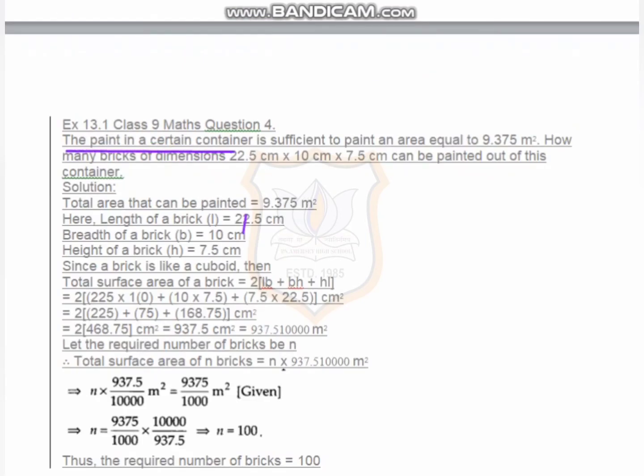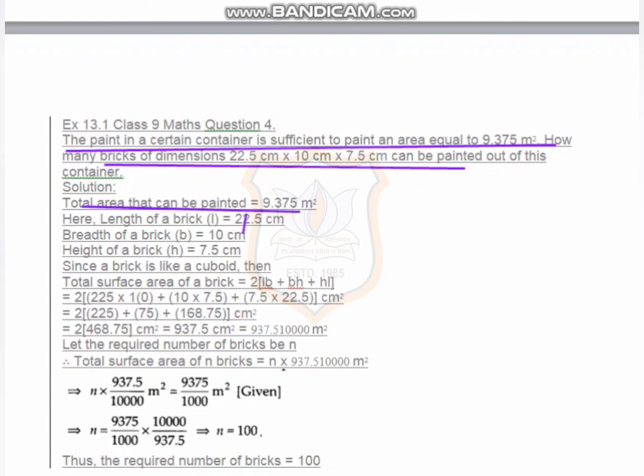Question number 4. The paint in a certain container is sufficient to paint an area equal to 9.375 meters square. How many bricks of this dimension can be painted out of the container? Total area to be painted is 9.375. The length of the brick is 22.5 centimeters, the breadth is 10 centimeters, and the height is 7.5 centimeters.